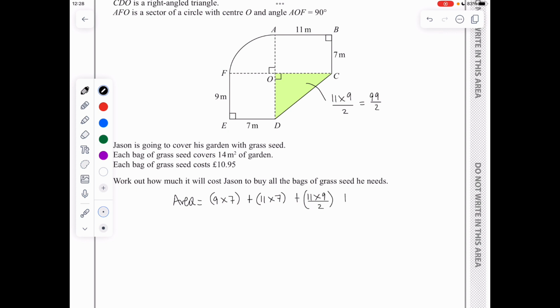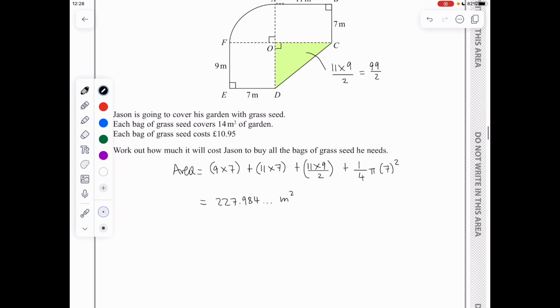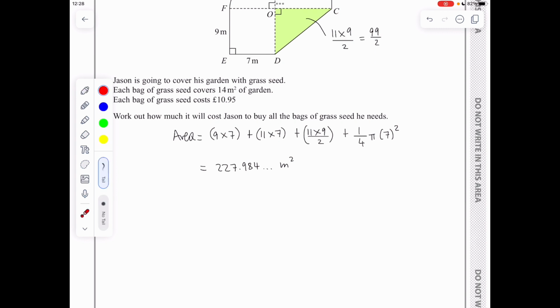And then for the quarter of a circle, the quarter of a circle is this part here, is just a quarter pi r squared. The radius is 7. Plug this on the calculator. We found that the area of this garden is 227.984... square meters. Now, knowing that each bag will cover 14 square meters, then we can do 227.984 divided by 14 to figure out how many bags of seed we will be needing.